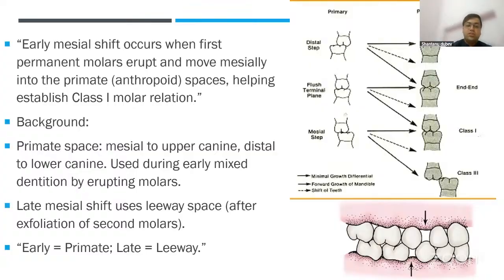So they utilize the space and the molar shifts forward from flush terminal plane to class one relation in the molar, and hence it is very important. Okay. So the easy way to remember it is, if you don't want to understand the logic, or you're not able to remember at that point of time, the very simple thing is to always remember: L for late, L for leeway, early for primate.